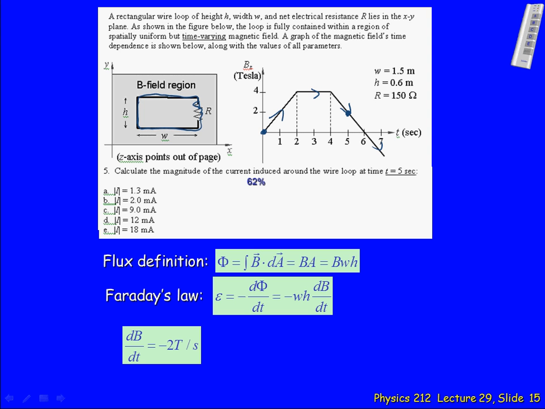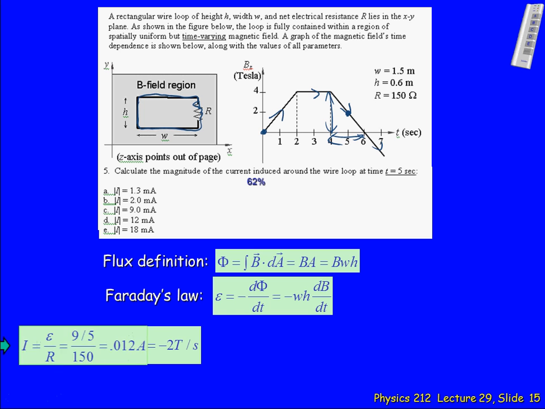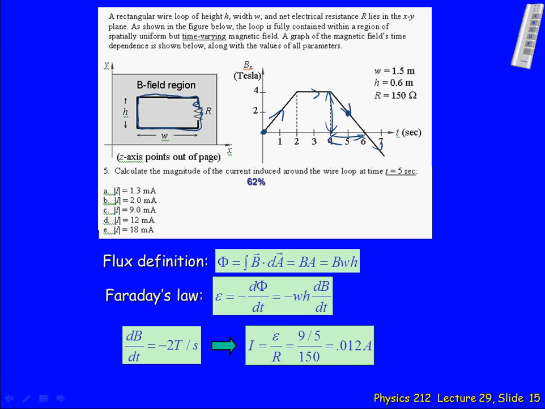So in this case here, we see that B changes by 4 Tesla, from 4 to 0 in 2 seconds. So the rate of change is minus 2 Tesla per second. And so we can go ahead and plug that in to our expression for the EMF and divide by the resistance and go ahead and get the induced current.